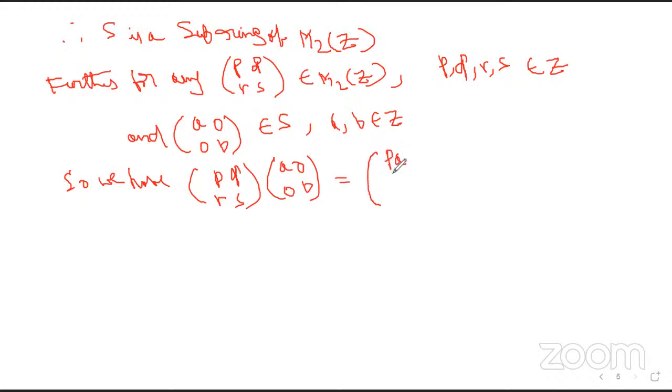R1C1 is PA. Next, R1C2 is 0, QB. It's QB, then RA, SB.